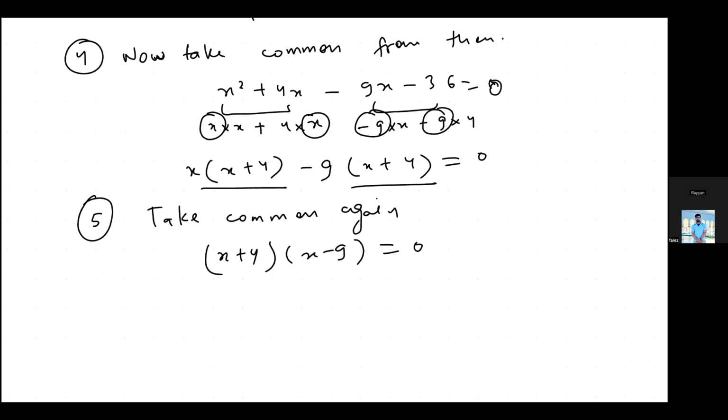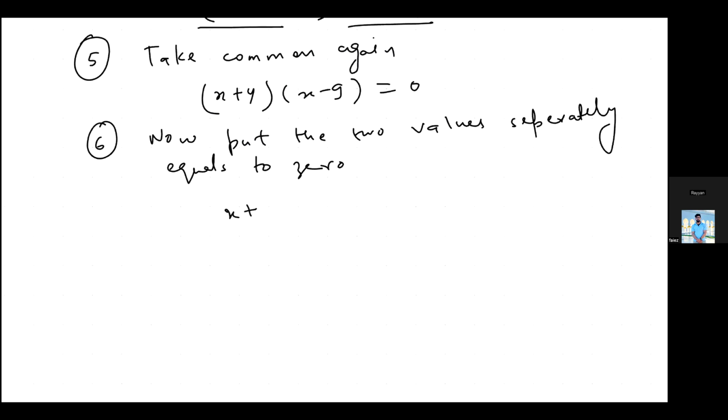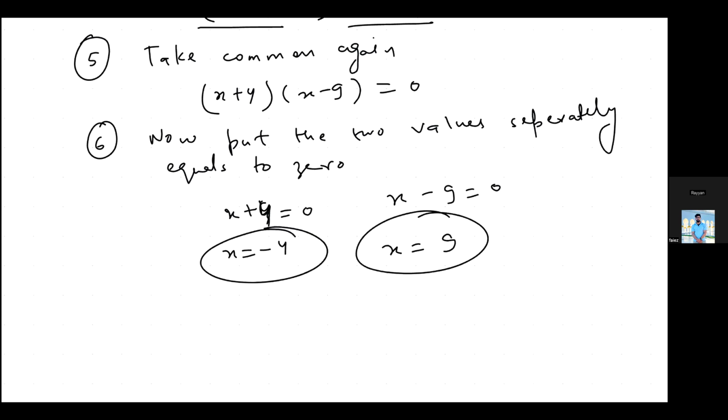Now put the two values separately equals to 0. So x plus 4 gives you minus 4 and x minus 9 which gives you plus 9. So the two possible values of x are these.